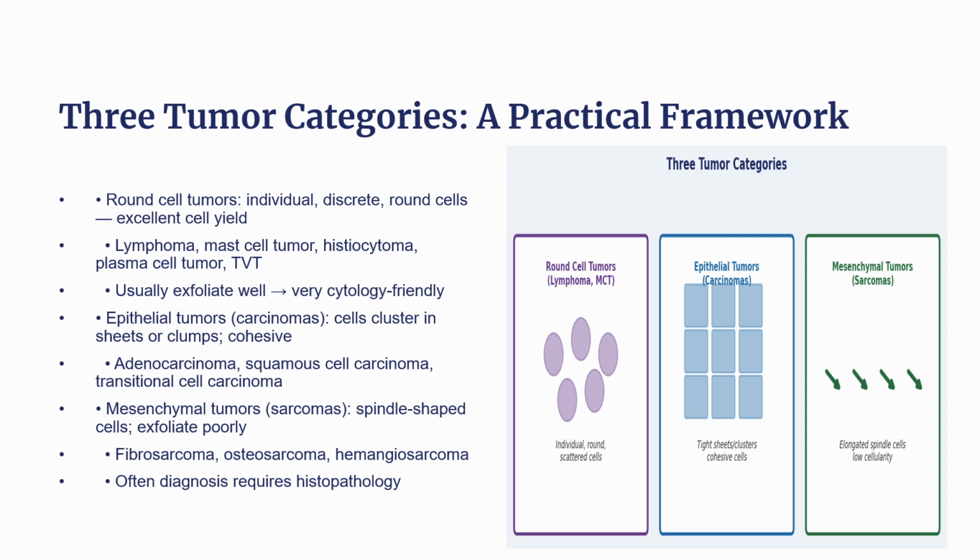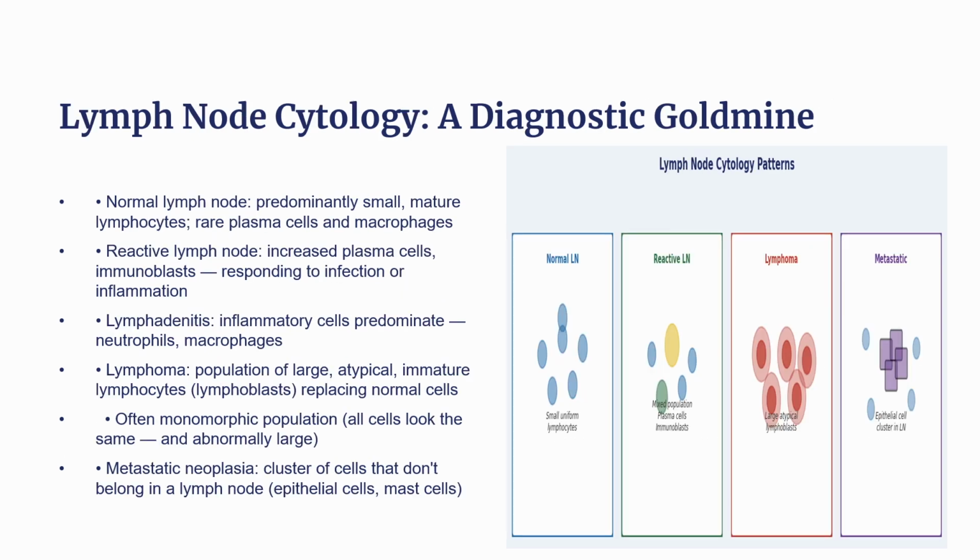Node aspirates are one of the most rewarding cytology samples because normal lymph nodes have a very consistent appearance, mostly small, mature lymphocytes, and any deviation from that is meaningful. A reactive node has a mixed population, including plasma cells and large activated lymphocytes called immunoblasts, which tells you the node is responding to antigenic stimulation, usually infection nearby.